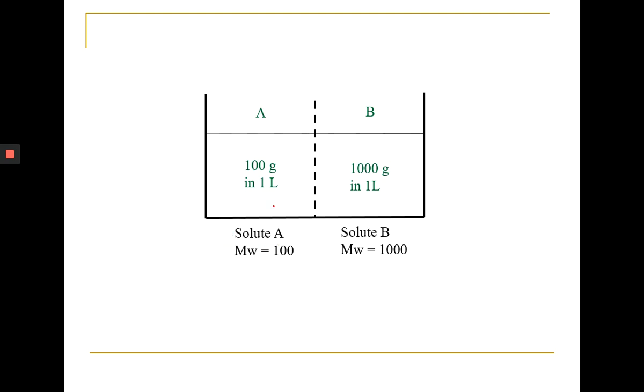Solution A: the molecular weight of A is 100, and there is 100 grams per 1 liter. Solution B: the molecular weight of B is 1000, and there are 1000 grams in 1 liter. So check the movement of water: where does it go, from B to A or from A to B? Think of it.